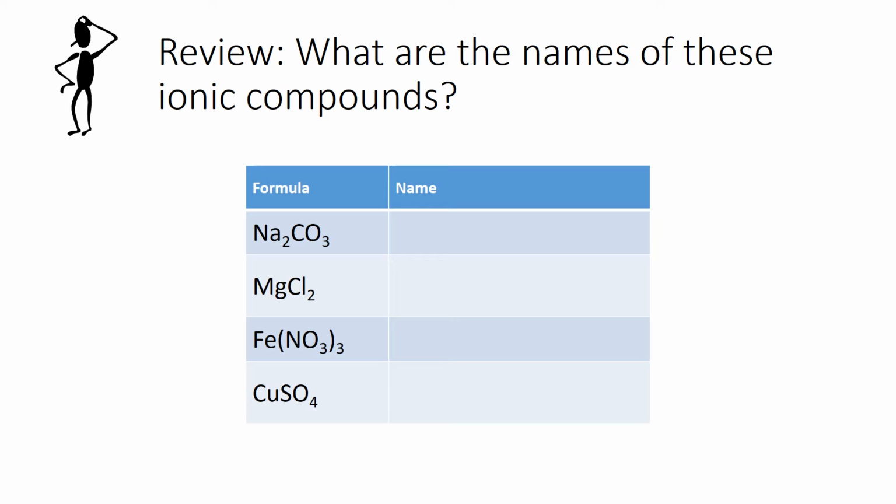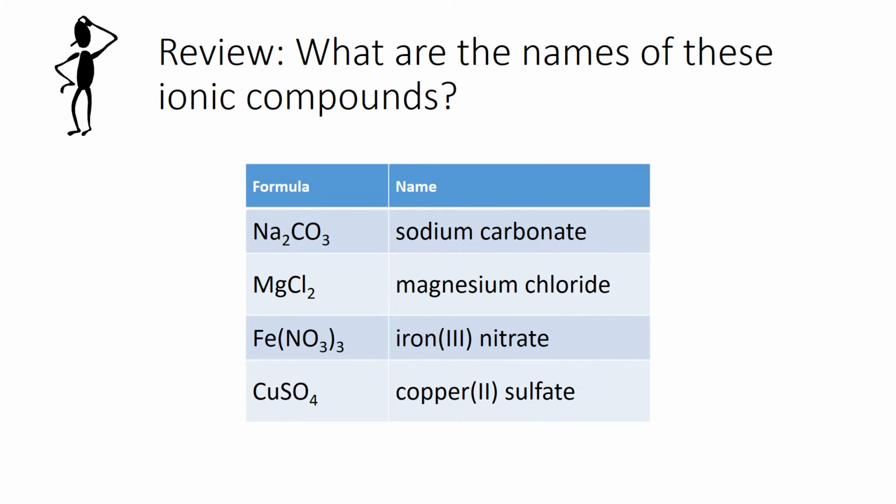Welcome back. These are the names that you should have gotten. So sodium carbonate, magnesium chloride, iron 3 nitrate, and copper 2 sulfate from those formulas. Keep in mind that subscripts can either represent how many of each ion there are, that's the case for that 2 there, or they can be part of the formula. That 3 is part of the formula of carbonate.